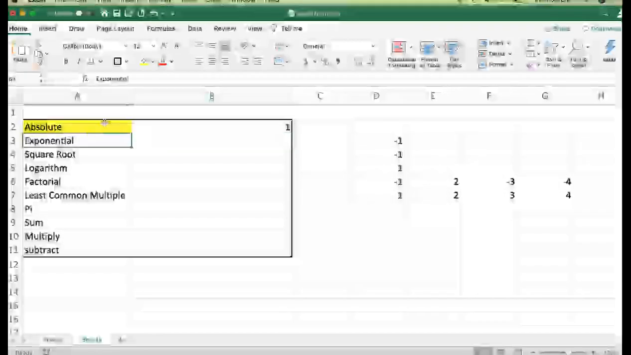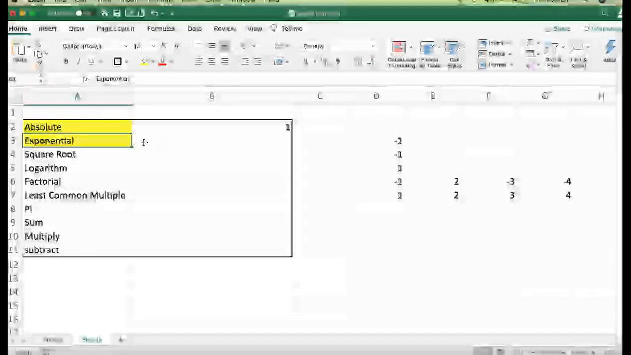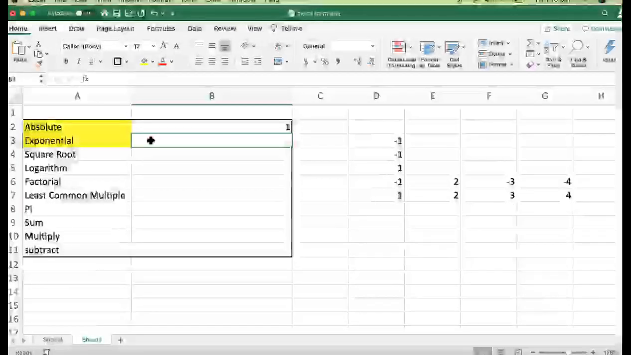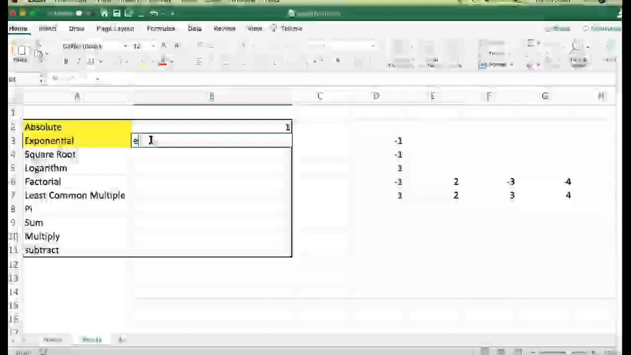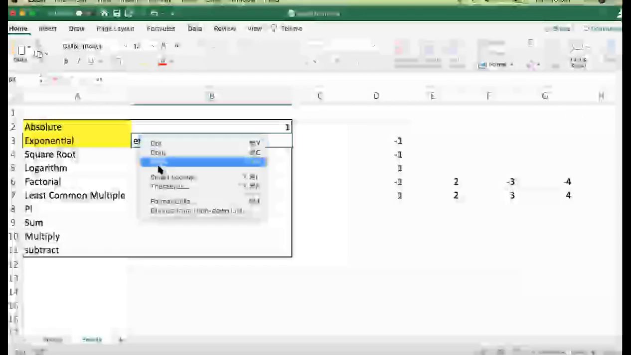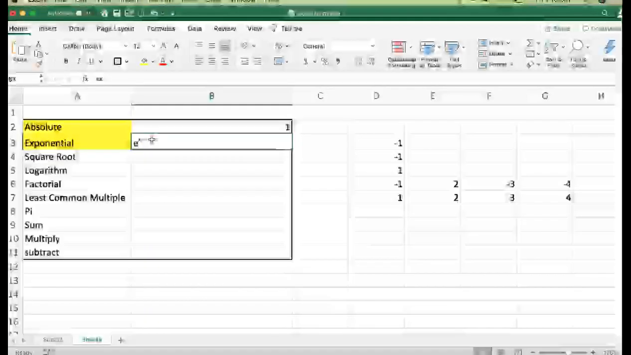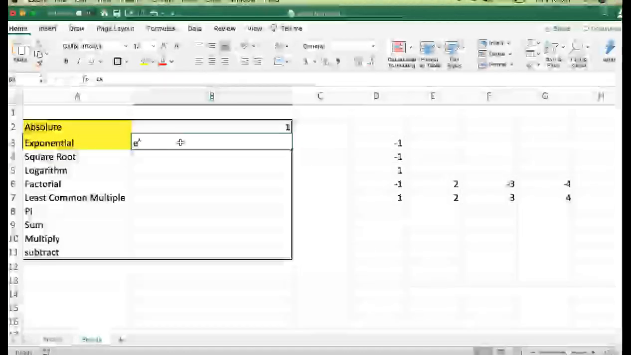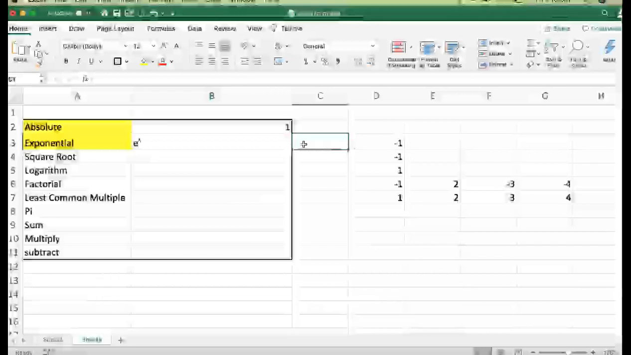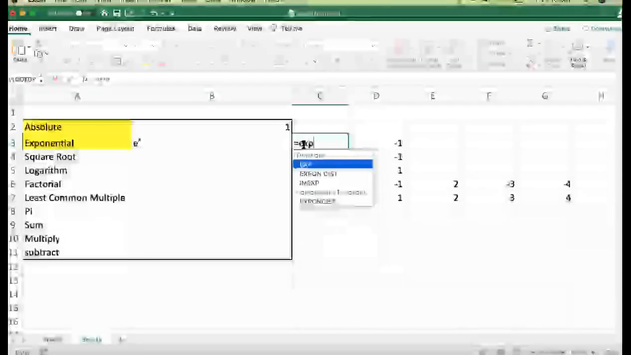Okay, so the next one is exponential. It is denoted as e raised to power x. Give me just one second. I would like to do it for you so that it becomes a power. Yeah. So e raised to power x is denoted by this one. Like if you want e raised to power 5, e raised to power 6, to find out the value. Like I want to find the value.